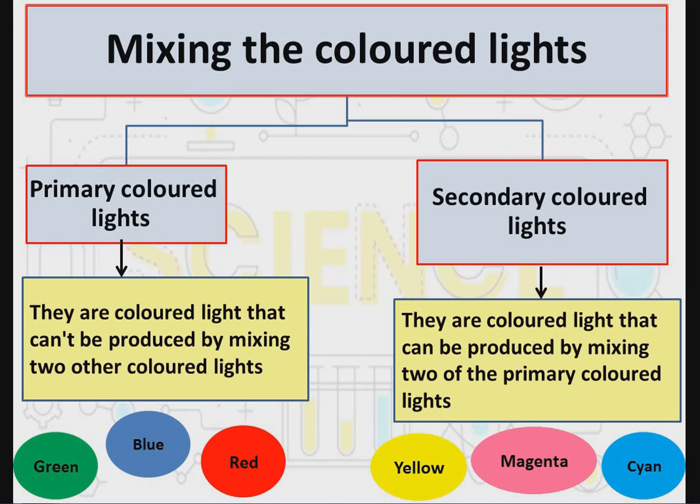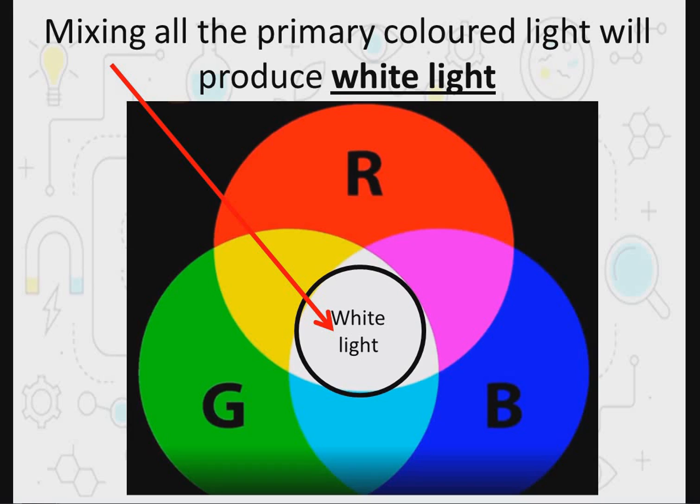There are 2 types of colored light: primary colored lights and secondary colored lights. The primary colored lights are red, green, and blue. They are colored lights which can't be produced by mixing 2 other colored lights. So, mixing primary colored lights in equal amounts gives us white light.